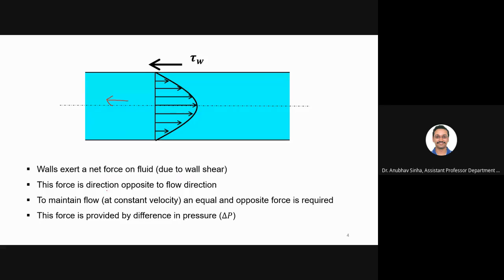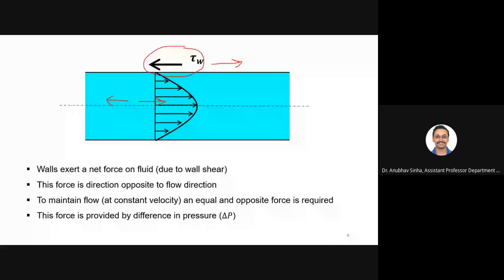Now we know that fluid is moving at constant velocity, right? So one force is acting here. To balance that, we should also have some force in the forward direction, right? Newton's first law: because the fluid is not accelerated, it is going at constant velocity, so the net force should be zero. One force is acting in the reverse direction, so one force should also be there to balance it.